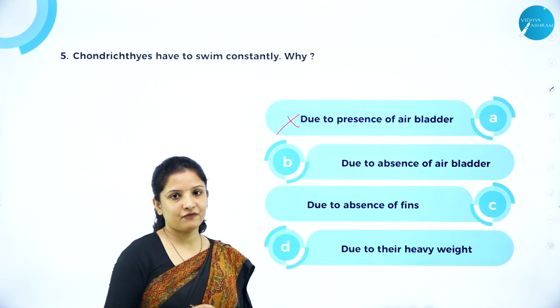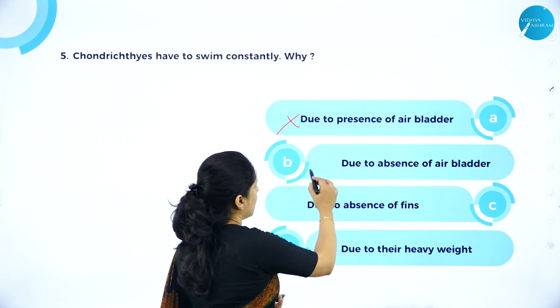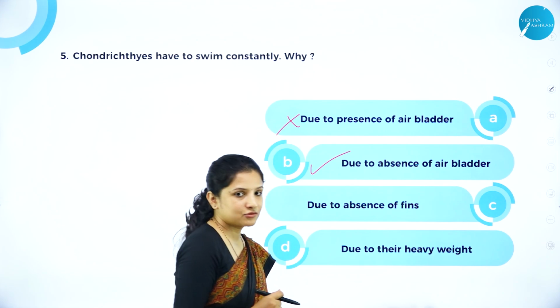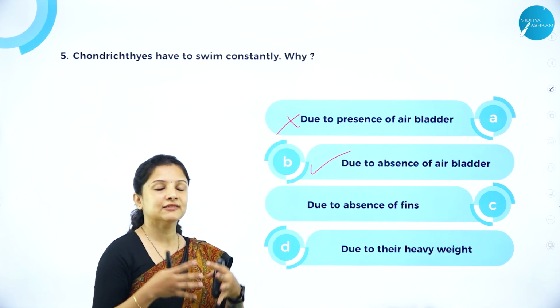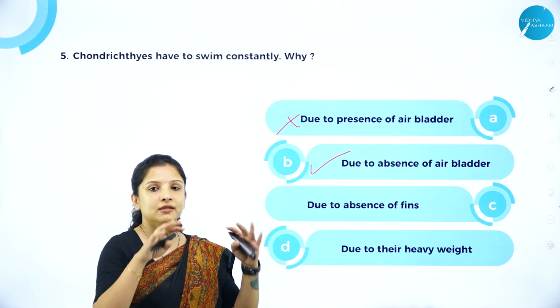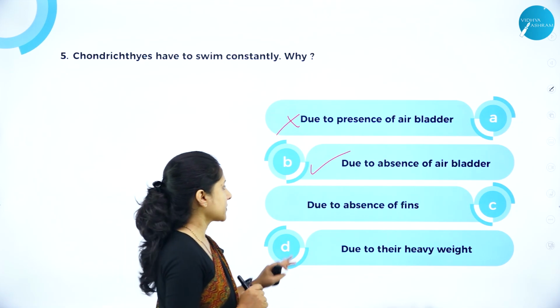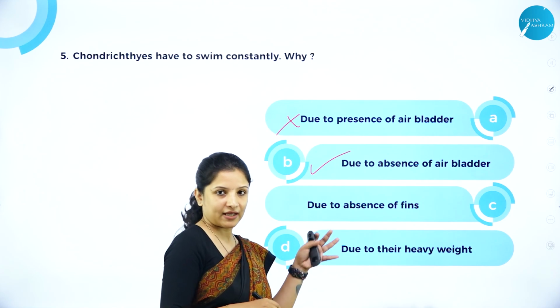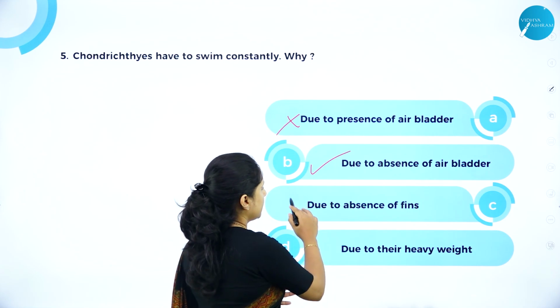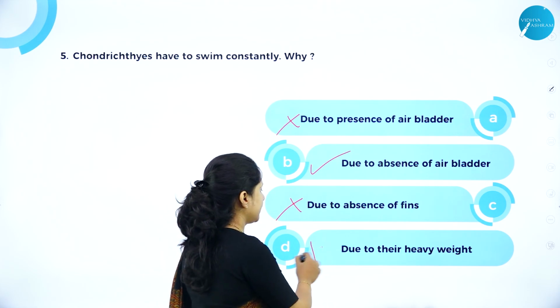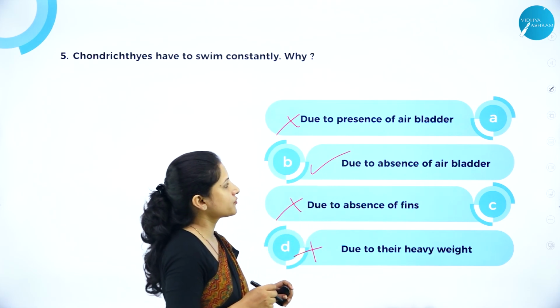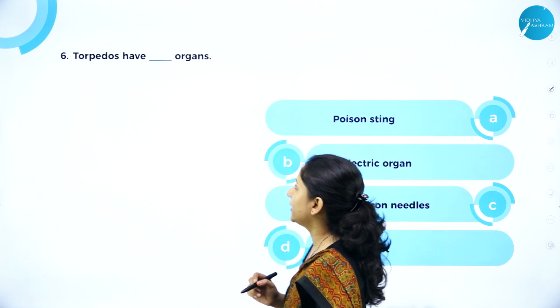Due to the absence of air bladder. Yes, they do not have an air bladder. That is why they are not capable of floating in water. Hence, if they have to float in water, they have to continuously swim. Due to absence of fins? No, they have fins. So it's not the right option. Due to the heavy weight? That is also not the right option. The right option here is option B, due to the absence of air bladder.